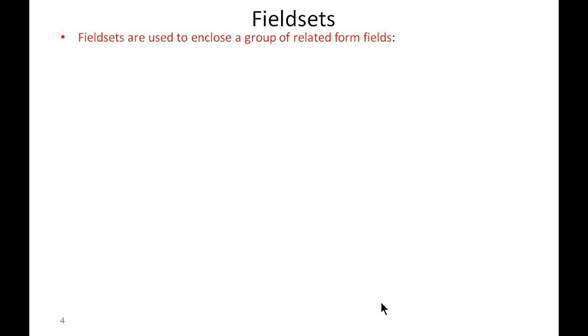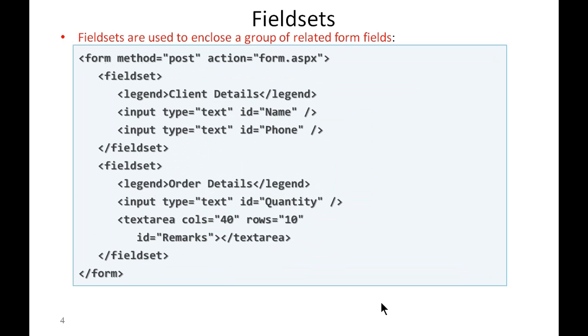Field sets are used to enclose a group of related form fields. Related form fields means a group of radio buttons, a group of checkboxes. Okay, so these are the related form fields. They must be related to each other. So this is an example of field sets.